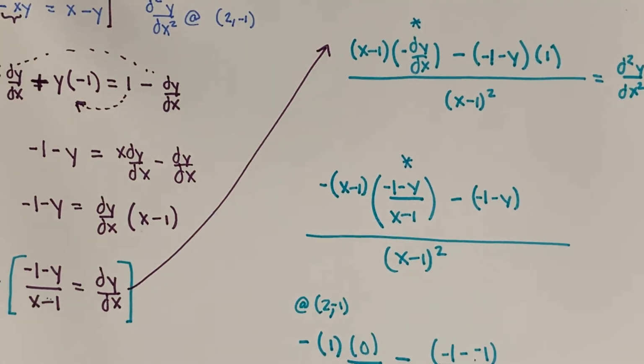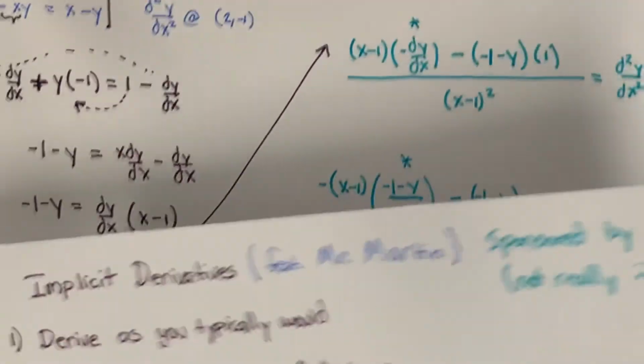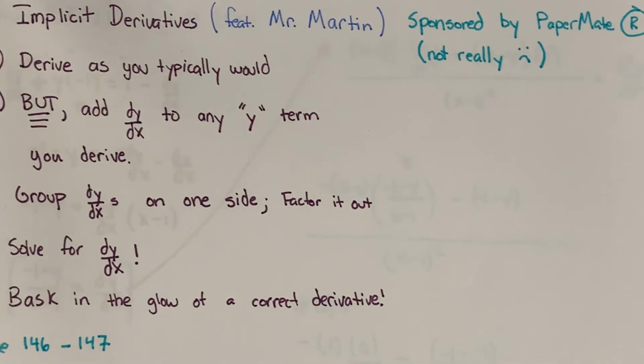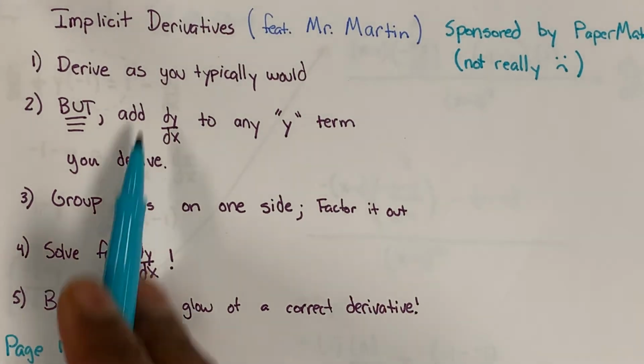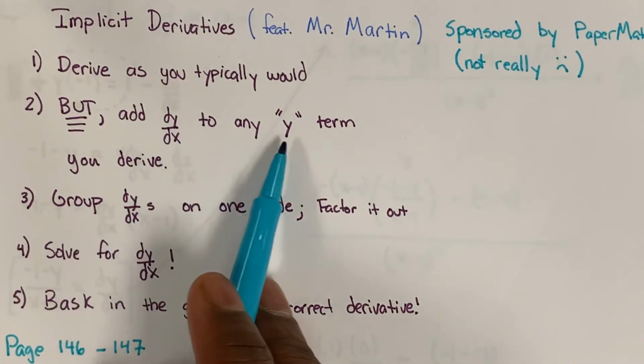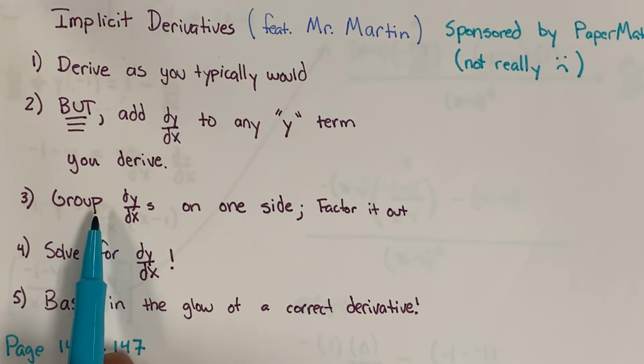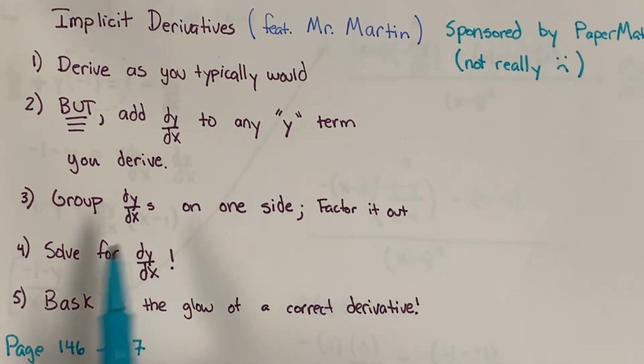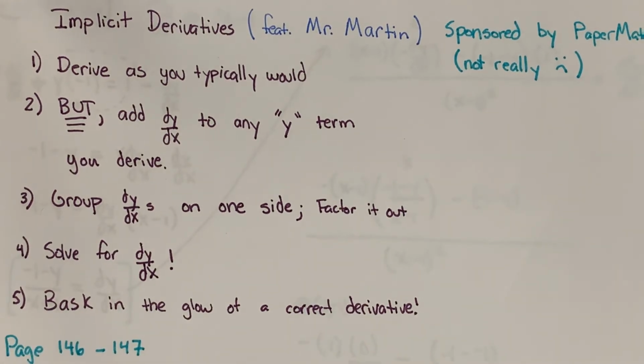So a quick recap again is to do implicit differentiation, these are the steps. We derive as we typically would, we add a dy over dx to any y term, we group the dy over dx's on one side, we factor it out, and then we solve for dy over dx. And lastly, we bask in the glow of a correct derivative.